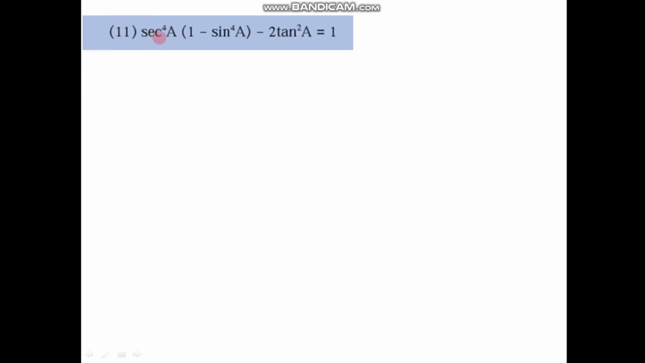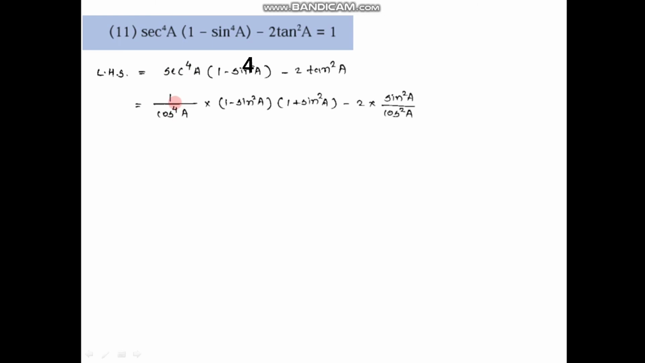The next question is sec raised to 4a into (1 minus sin raised to 4a) minus 2 tan square a is equal to 1. So let us consider the left hand side, sec raised to 4a into (1 minus sin raised to 4a) minus 2 tan square a. So here instead of sec raised to 4a, we can write 1 divided by cos raised to 4a into (1 minus sin raised to 4a).